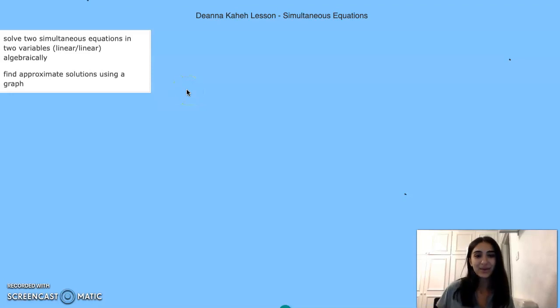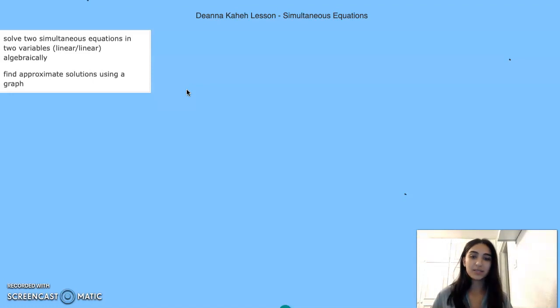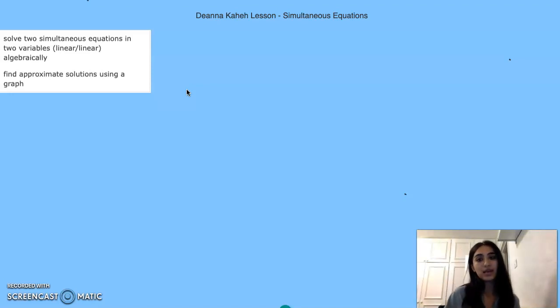Hello, so today we are going to be talking about simultaneous equations. In the GCSE specifications, they tell you that you need to be able to solve simultaneous equations in two variables, and eventually you'll be able to find approximate solutions using a graph. Simultaneous equations begins with level 5, and it goes up to level 8.